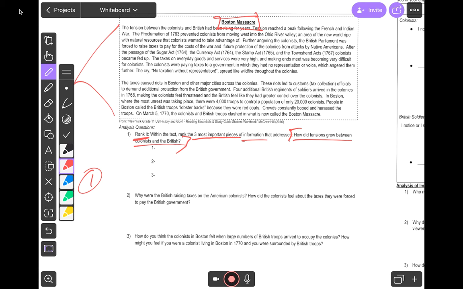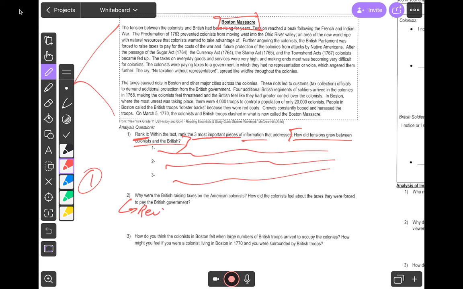Okay? And something we are stressing this year is that not everything in the text is of equal importance. Okay? So for this question, how did tensions grow between the colonists and British? Try to identify 3 of the most important pieces of information, and then you are just writing them down in this space.